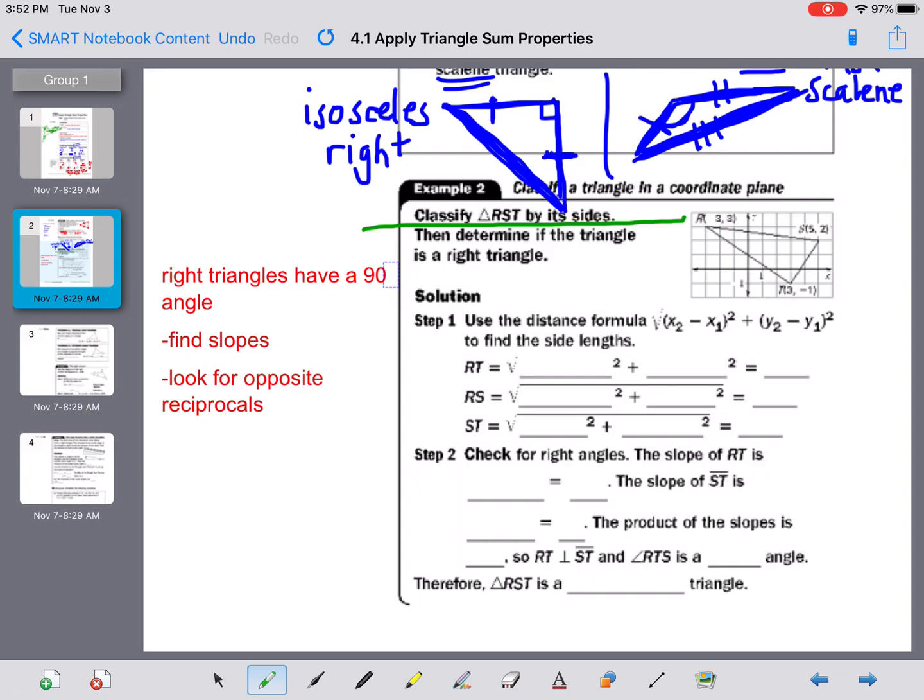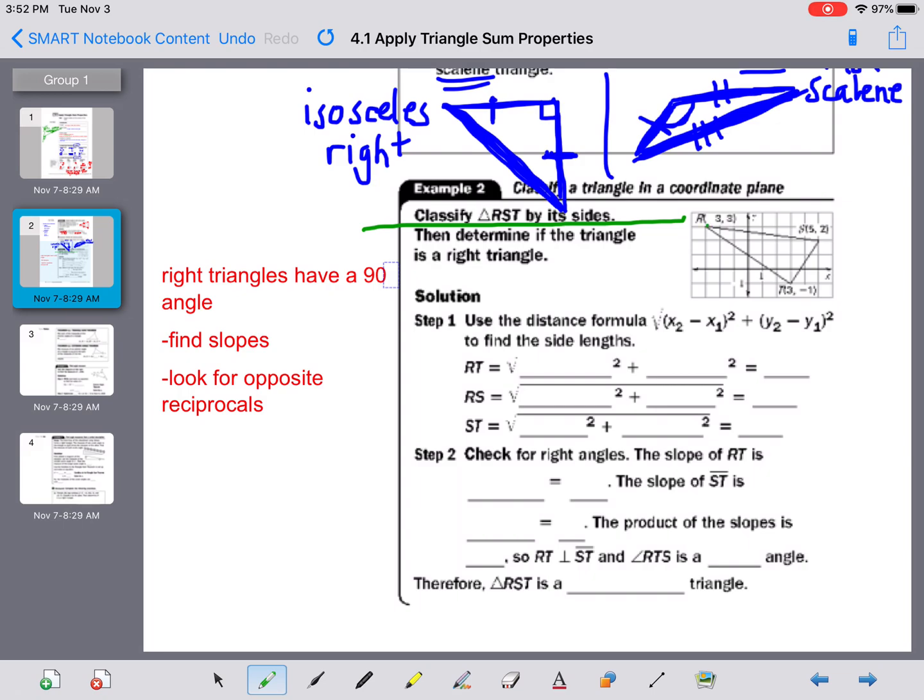What do we need to know about a triangle to know if it's isosceles, scalene, or equilateral? We need to know the side lengths. Well, when it's on a grid, we can find side lengths by our handy-dandy distance formula, right? So what we're going to do is take the distance of each side, and then compare the side lengths, okay?